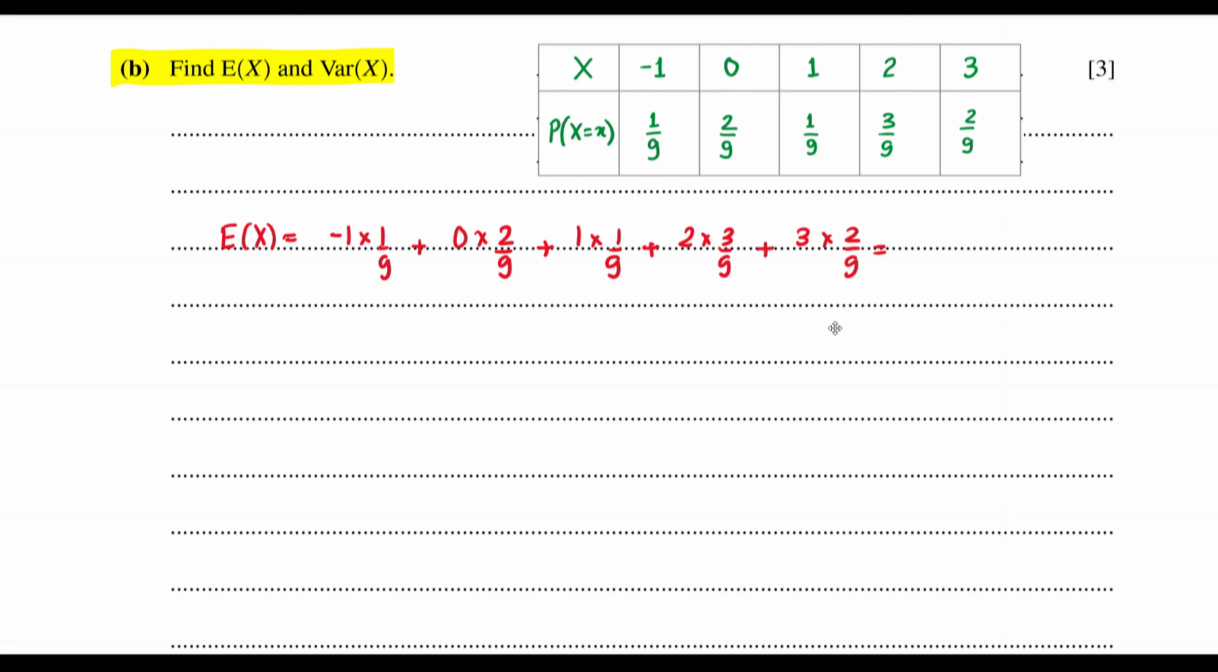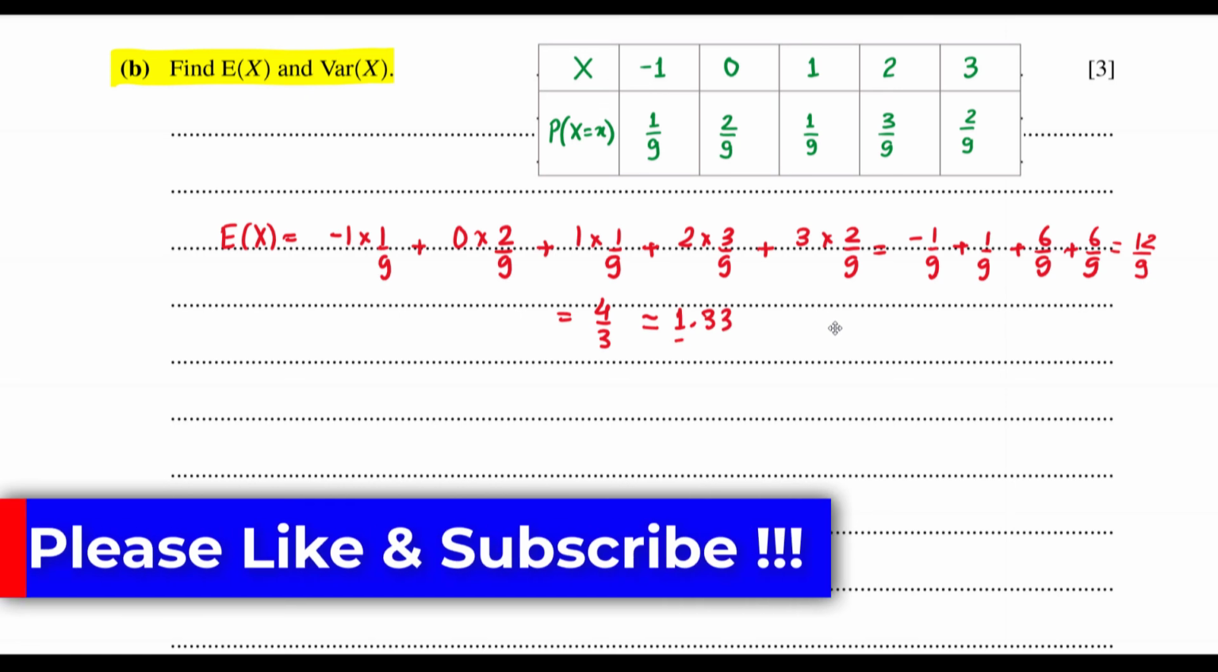So we got it as -1 over 9 plus 0 plus 1 over 9 plus 6 over 9 plus 6 over 9. -1 over 9 plus 1 over 9 is 0. 6 plus 6, 12 over 9. So it is 12 over 9, or we can say it is 4 over 3. So we can either write 4 over 3, or we can write its simplified form, which is 1.33 and so on. So for the final answer we can write 1.33 to three significant figures.